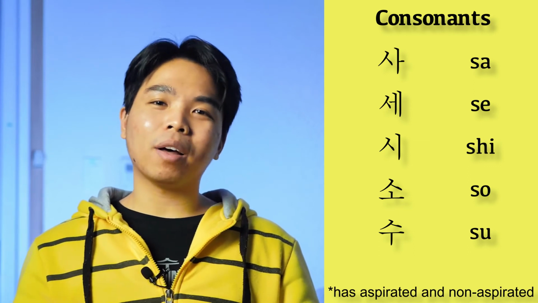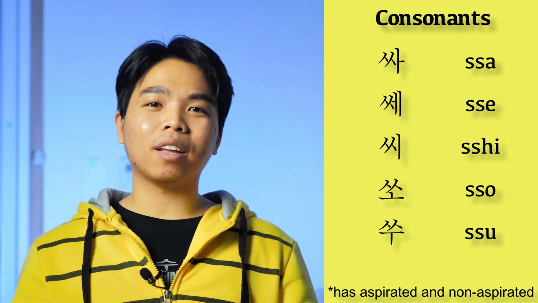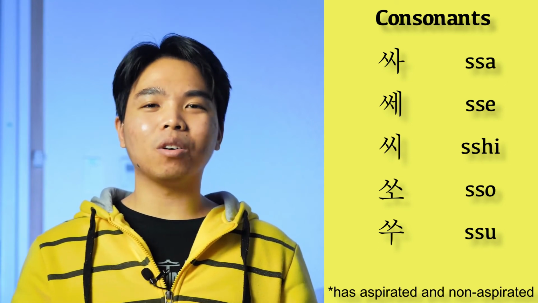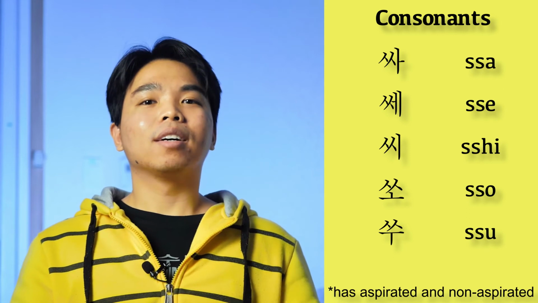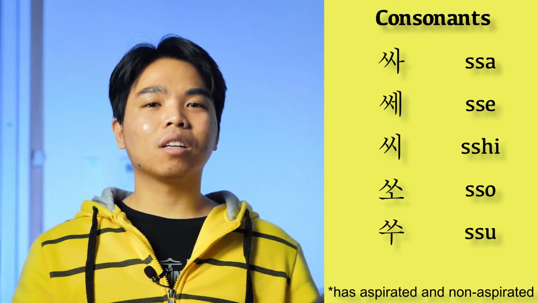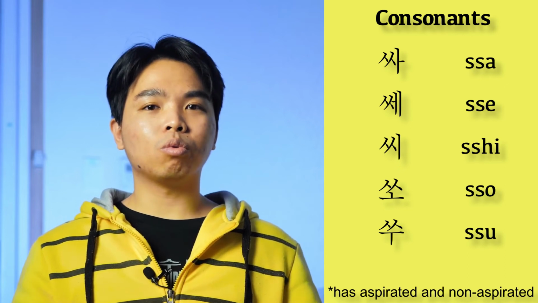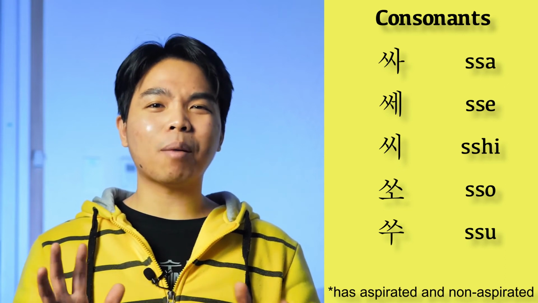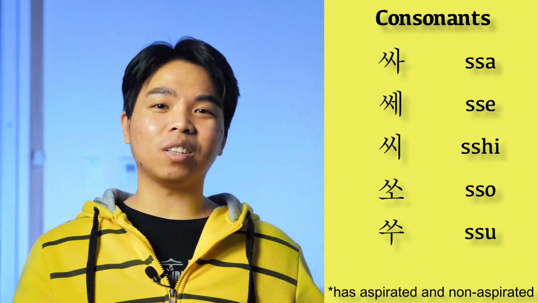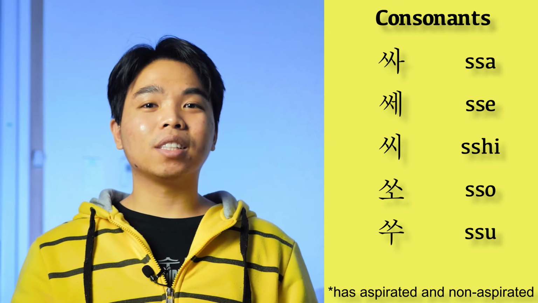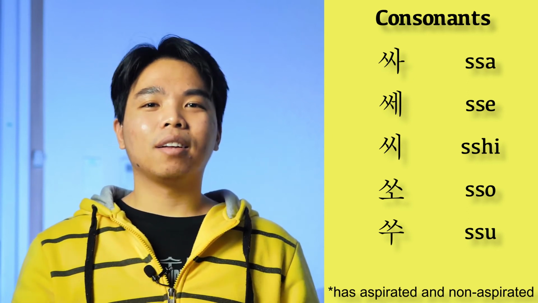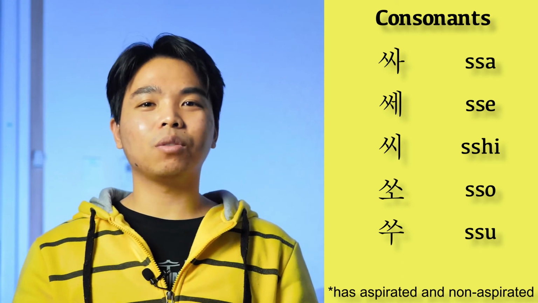Yung double S mo naman is non-aspirated. So, same concept as the previous episode, wala lang hangin. So, ang gagawin nyo is ganito. Sa, se, shi, so, su. So, kung papansin nyo, wala talagang air. Napaka-dry nung tunog niya. Pero itong word na to is almost the same as yung isa. She. Okay, yung isa, she.